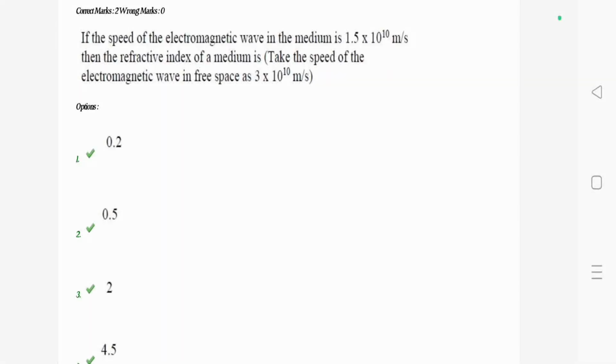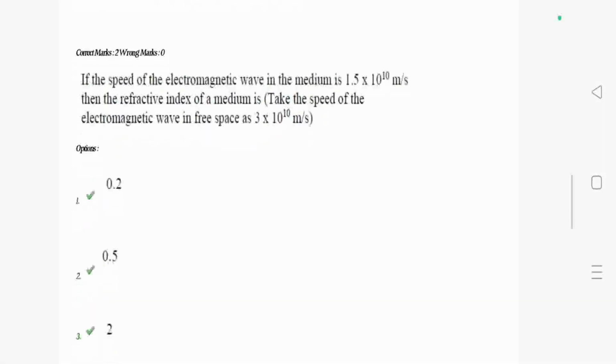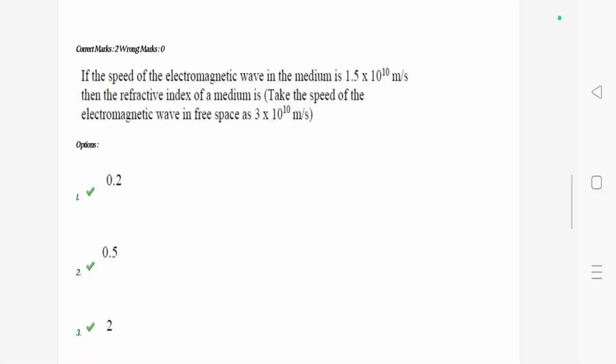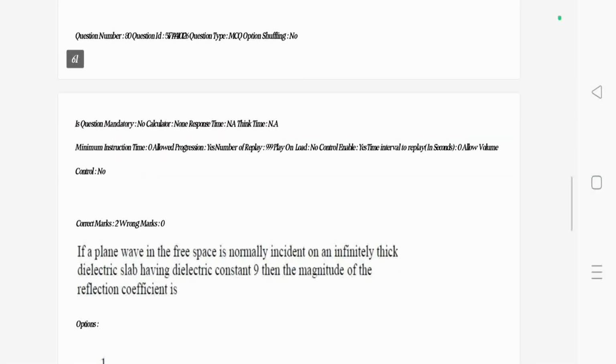If the speed of electromagnetic wave is 1.5 × 10^10 meter per second, what is the refractive index? Take the speed of electromagnetic wave in space as 3 × 10^10 meter per second. So this is the 79th question. I explained, the answer is 2. Okay. Answer is 2. Now next question.